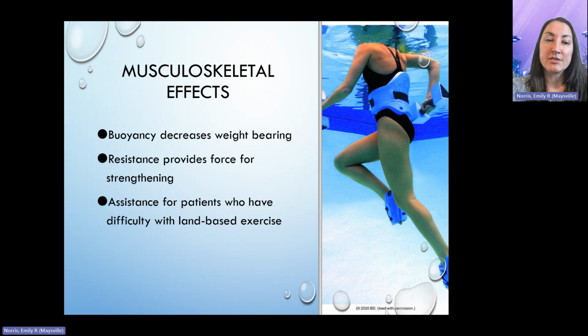With the musculoskeletal system, the buoyancy decreases weight bearing, so it allows you to do movements and build strength and endurance without any damaging effects of that weight bearing. It provides resistance in all directions to help with strengthening and assistance for patients who have difficulty with land-based exercises. So even people with minimal strength could get in the pool and be able to move more freely than on land.